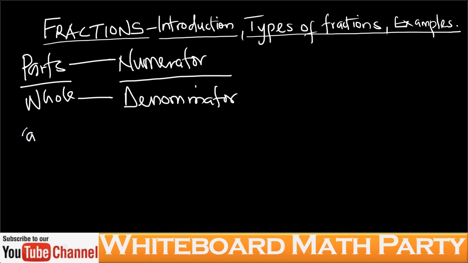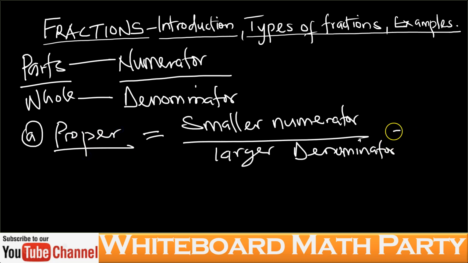The first one I'm going to talk to you about is the one we refer to as the proper fraction. An example of a proper fraction is 1 all over 2, 2 all over 3, etc. It continues like that. The most important thing is that the numerator is small, while the denominator is large. When you see that kind of fraction, we simply call it a proper fraction.